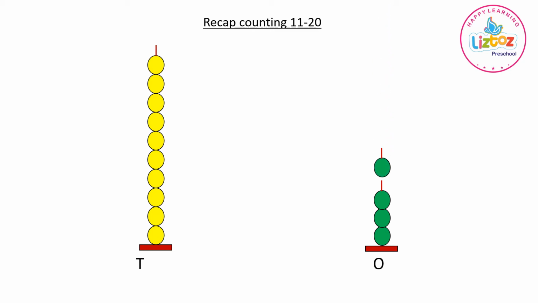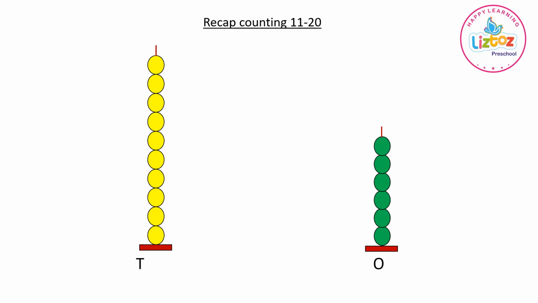Now see here. How many ones? 4. In tens, only 1 tens, isn't it? So, 1 tens and 4 ones. 1, 4, 14. Now in ones place, how many are there? Count and check. 5. In tens place, 1. So, 1, 5, 15.